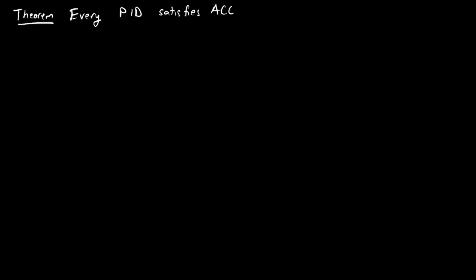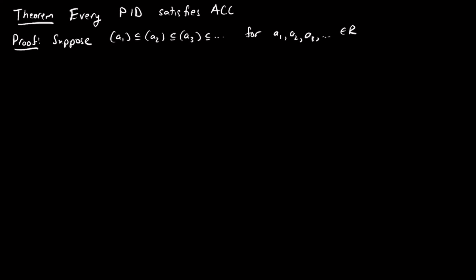Okay, so now we'll prove that every PID, every principal ideal domain, satisfies the ascending chain condition. So what I'm going to do is start with an ascending chain of ideals in my ring R. I'll say for some A1, A2, A3, and so on in R. And again, R is going to be my PID. Okay, so what I'm going to do is union all of these ideals together.